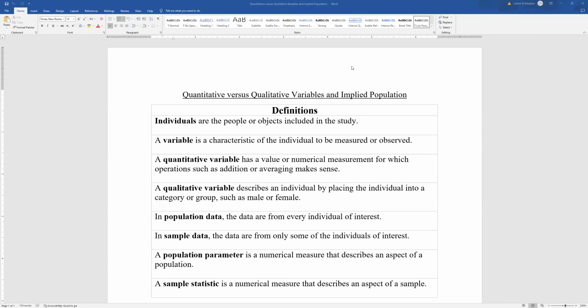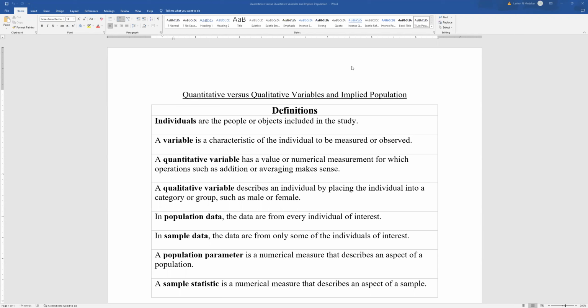Hello, let us talk about quantitative versus qualitative variables and what we call implied population. There's quite a few definitions in this first part of statistics, so let's just go through a few of these to make sure that we're all keyed in on what the vocabulary is that we need to be aware of.